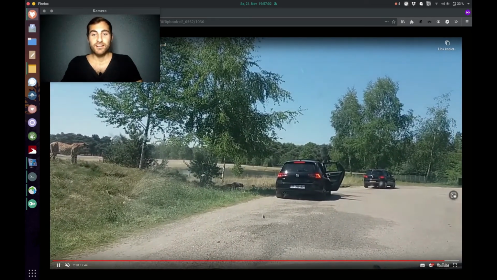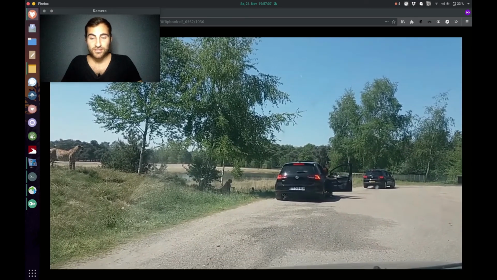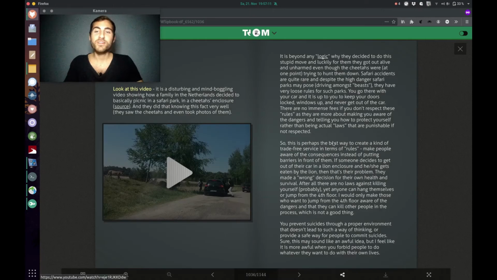But yeah, don't put a law or rule saying you're not allowed to leave your car, but rather point out to people that it's very, very dangerous. If you do so, you might get killed.